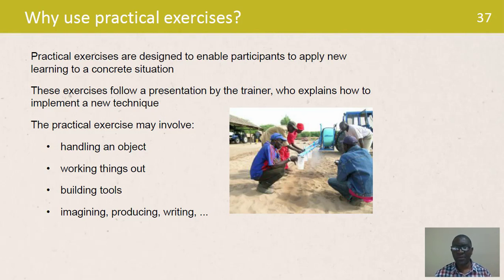Working things out. Participants practice a learning activity in order to develop or to fix a skill: calculating a dose of spray liquid per hectare, setting up a barcode system. Rehearsing is a very useful way of fixing what has been learned. Building work tools. Participants develop tools and processes that they will use in their work: HACCP, traceability tools, etc.